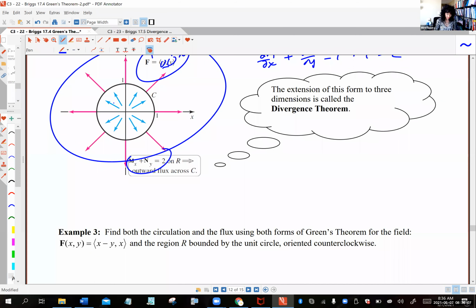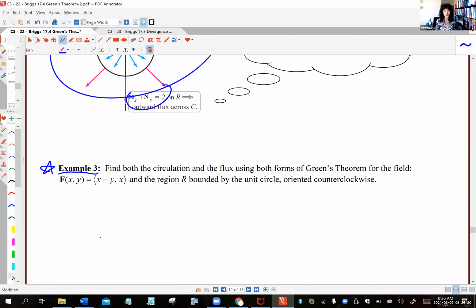Great. So this is a typical problem that you'll see on the quiz this weekend, as well as a midterm and a final. So know how to do it. It's not that hard because all you do is apply your Green's theorem. So they want us to find both the circulation and the flux.